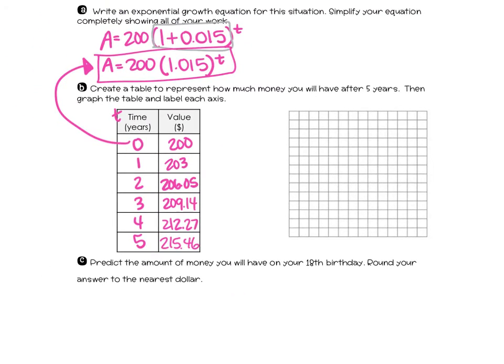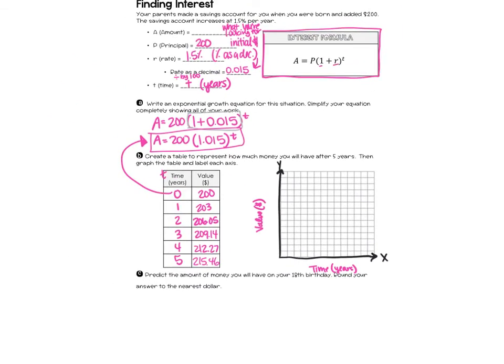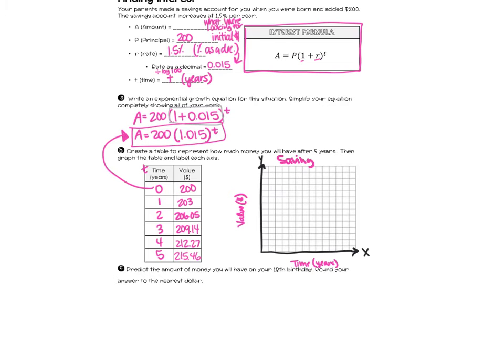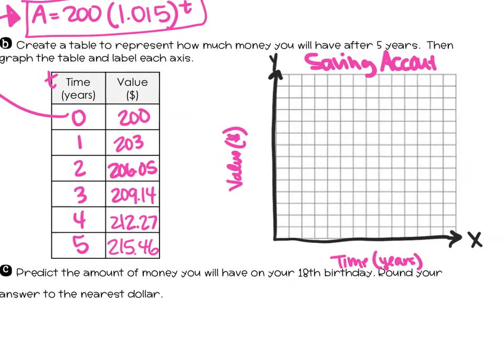So you want your time was what we plugged in. So anytime you're plugging in, that is your input or your x. And again, I only have positives on this. So I'm just going to use this as my positive quadrant on the graph. So time in years goes on my bottom label, and then value in money goes on the y-axis. And then you can just put something at the top like savings account or savings interest, savings total, something along those lines, okay?